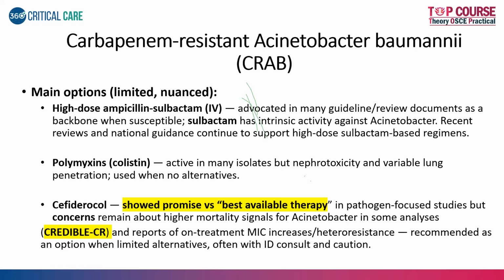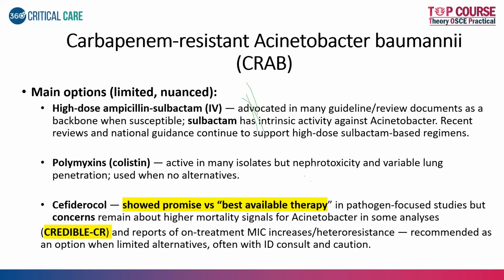If at all we don't have this, then we can go for a polymyxin-based therapy, either polymyxin B or colistin. Cefiderocol, as of now, has shown some promise, especially when there is resistance to, or poor clinical response to, sulbactam-based therapy. It can be used as an alternate therapy. This is based on a recent trial called the CREDIBLE-CR trial. So CRE, you can use cefiderocol. CRAB, you can use cefiderocol. But for CRAB, step one, you need to use high-dose ampicillin-sulbactam.